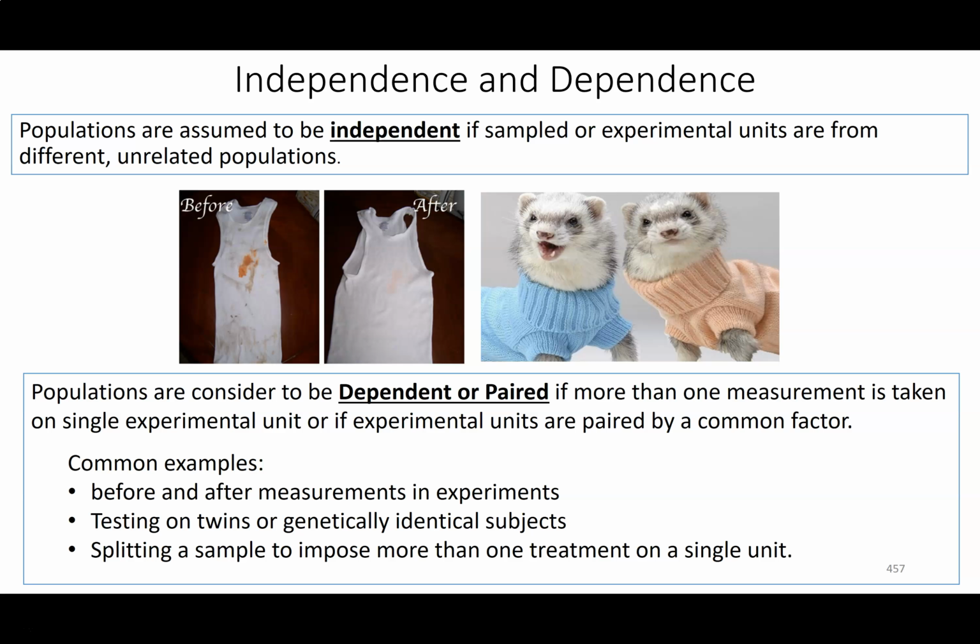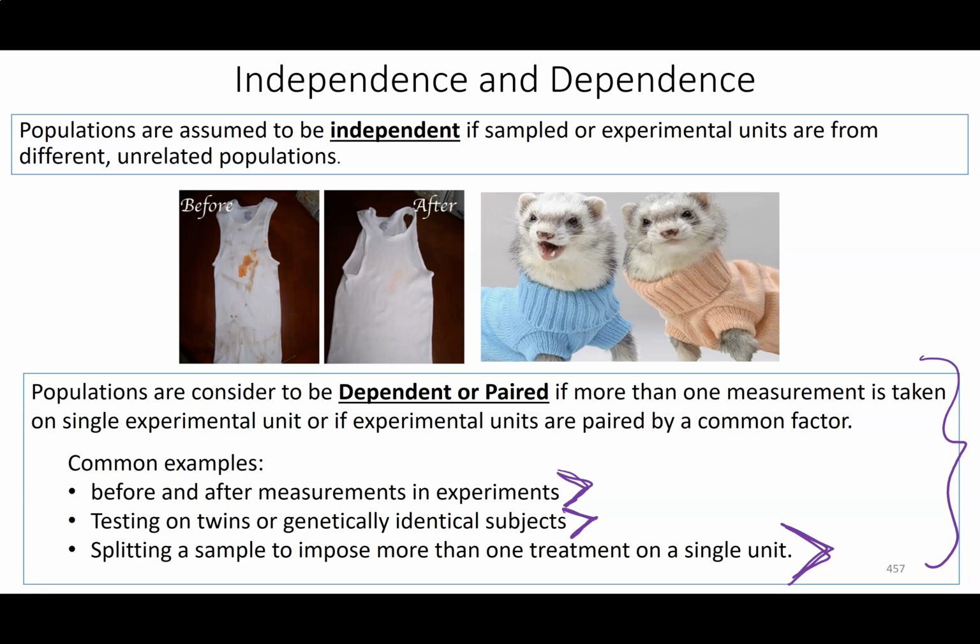So we're actually going to focus on, in particular, when the populations are dependent, specifically paired. So maybe there's more than one measurement on a particular experimental unit, or you might have a pair that's related in some way. So one of the most common ones is going to be a before and after, pre and post. Like when you test on twins, when you test on maybe piglets that are in the same litter because they're genetically similar. When you split a unit to impose more than one treatment.